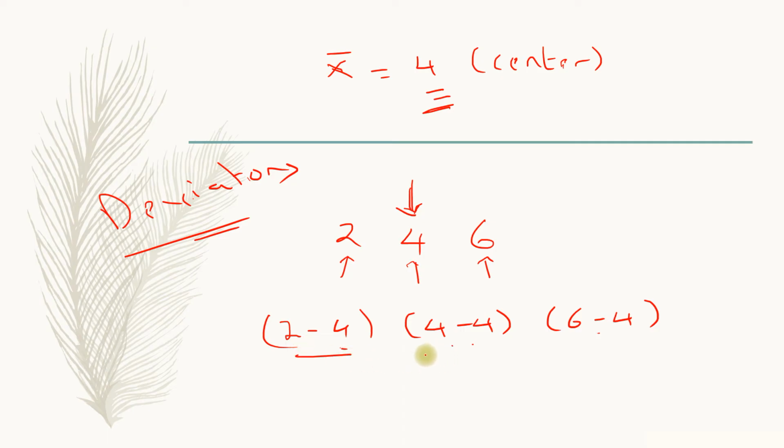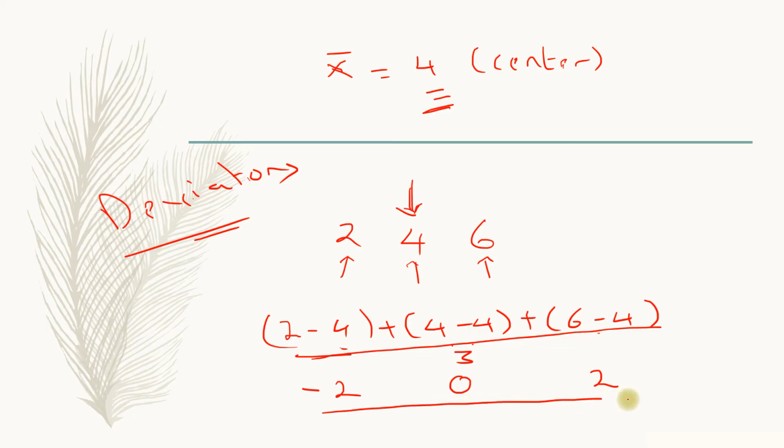So this is one deviation, minus 2. This is another deviation, 0. This is another deviation, 2. So we want to add these deviations and divide by how many you've got. You've got 3 deviations, 1, 2, and 3. So it's minus 2 plus 0 plus 2 divided by 3. And obviously, you will see that it is equal to 0. Each time you're going to do that, you will get 0.